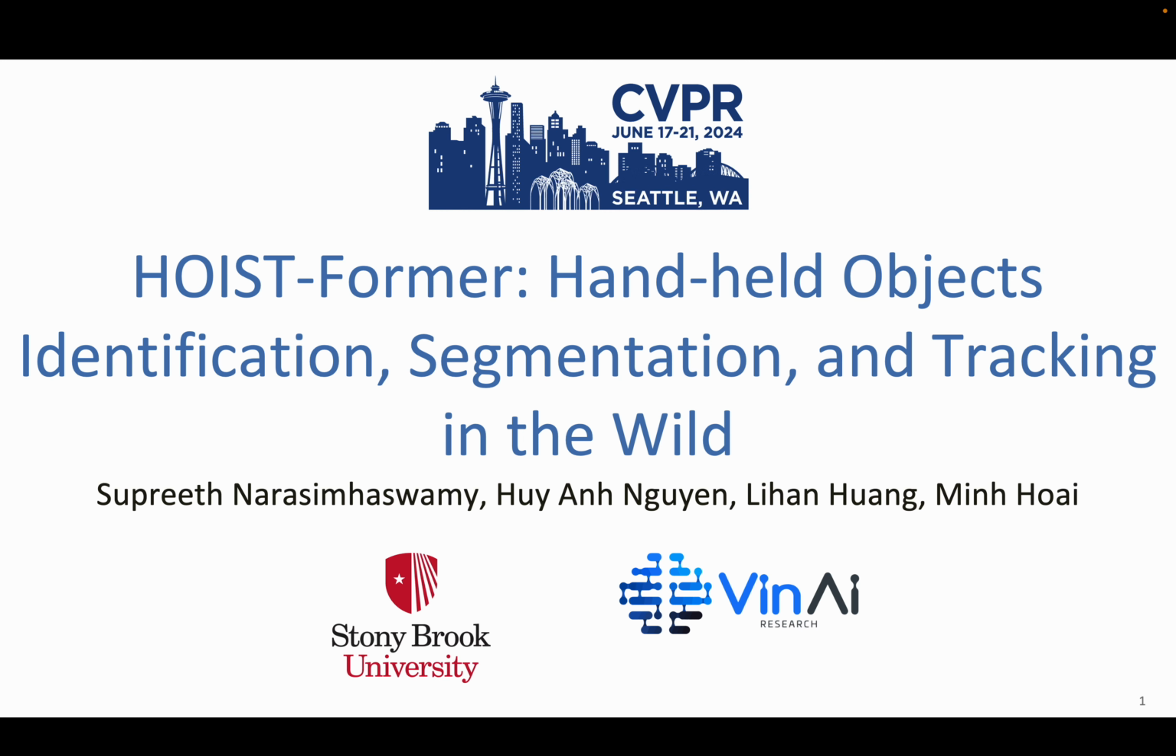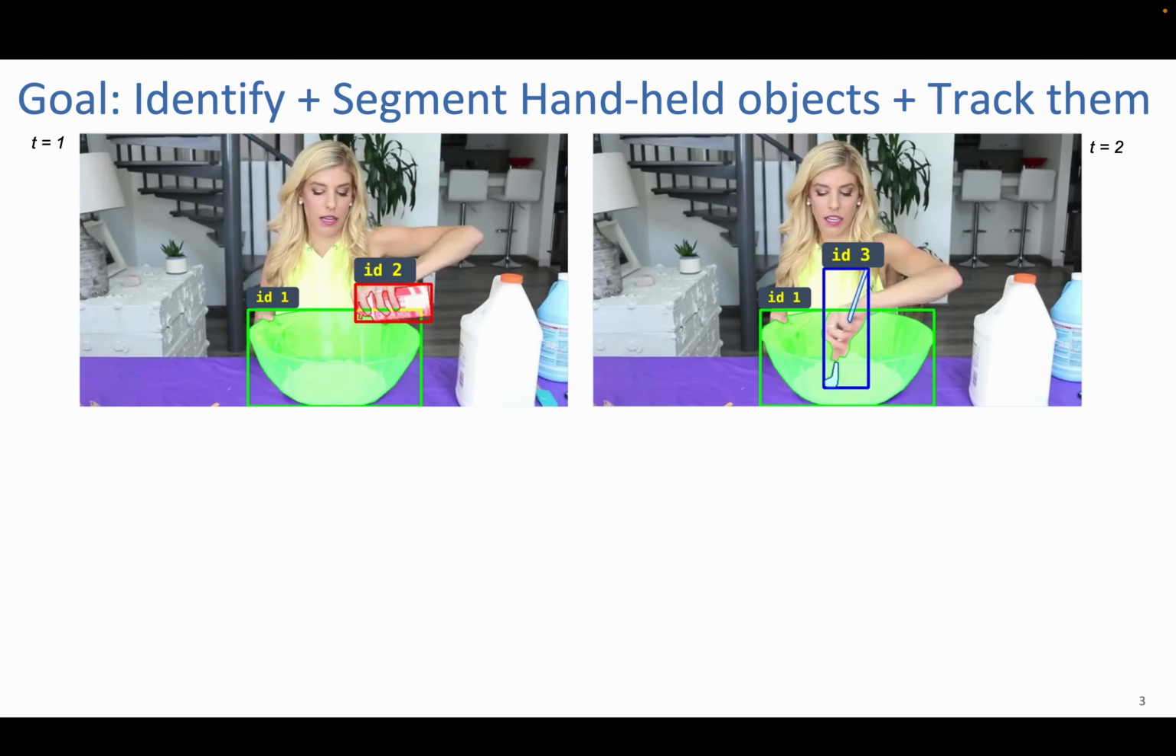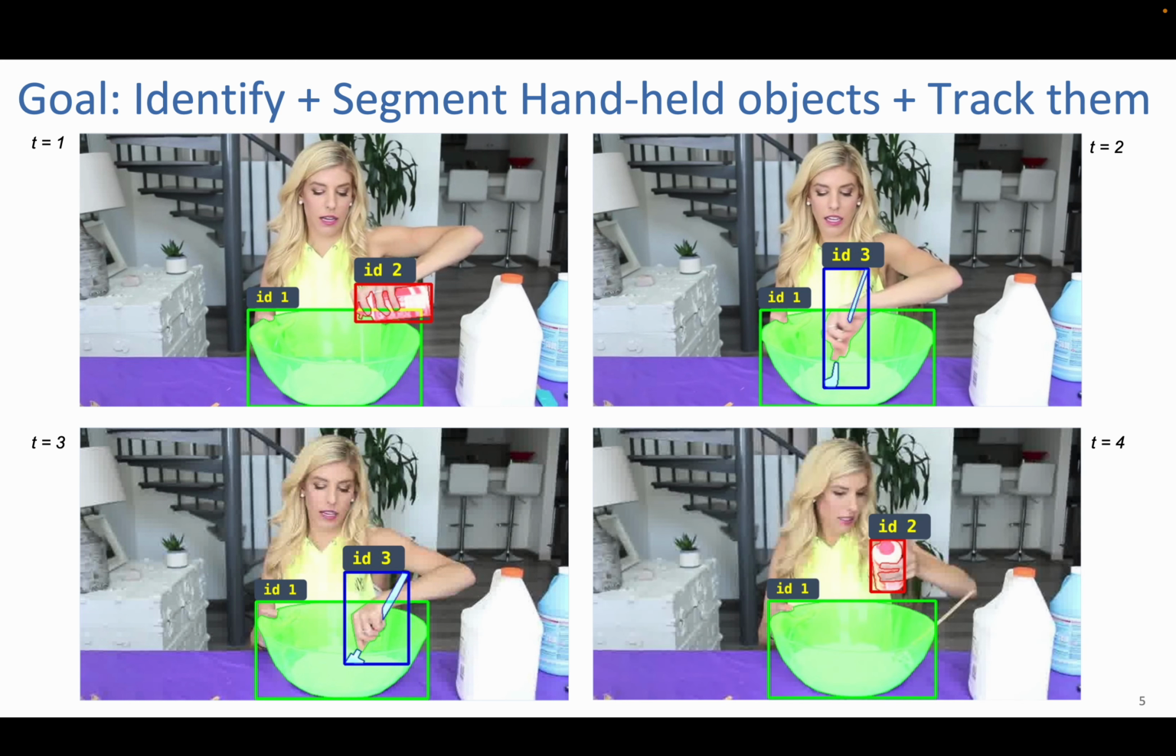In this talk, we present our paper HOIST former, handheld objects identification, segmentation, and tracking in the wild. Given a sequence of frames from a video, the goal of this work is to identify the objects that are held by hand. And for each such handheld object, we need to generate a segmentation mask. In addition to that, we also need to specify a unique instance ID for each handheld object to facilitate tracking.